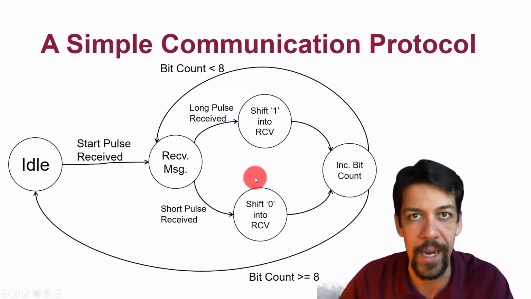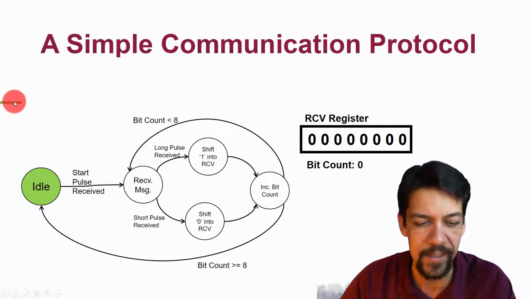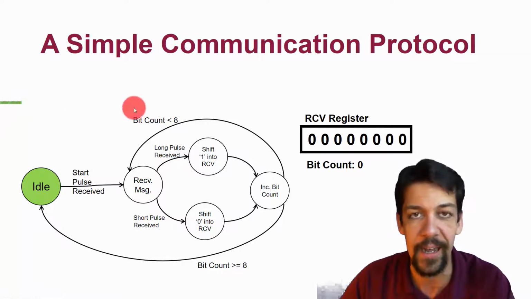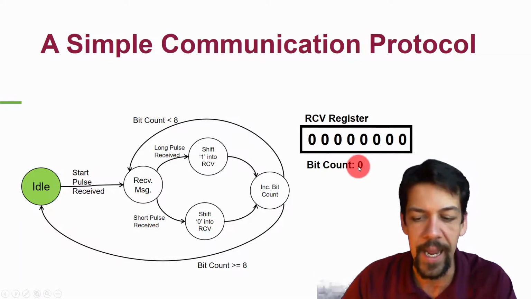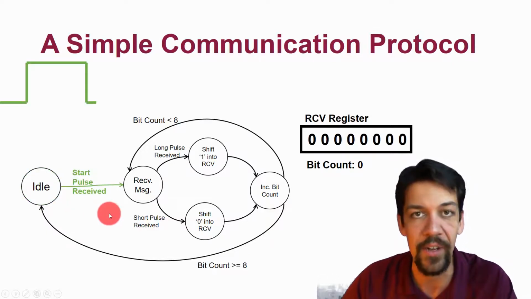So let's look at how a communication with this might actually work. We'll start off with our signal over here. We're in the idle state, and the signal is idle too, so we're receiving all stops where there's nothing there. I've also got my receive register. I'm receiving 8 bits, so I'm waiting for those to be filled in, and I'm keeping track of my bit count. So we start out in the idle state, and the first thing that happens is we should receive a start pulse.